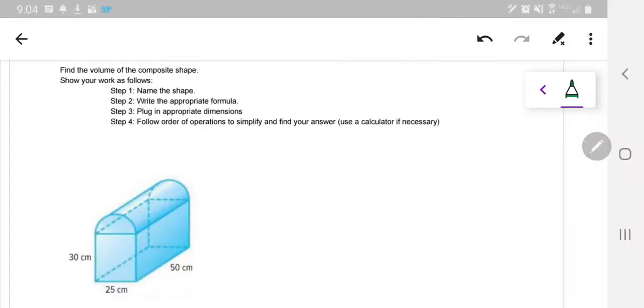So we know how to find the volume of cylinders, prisms, cones, spheres. Now we've got to figure out what happens when we put them all together into these shapes called composite solids. Well, I have the steps listed for you here, and we're going to go through some problems now.